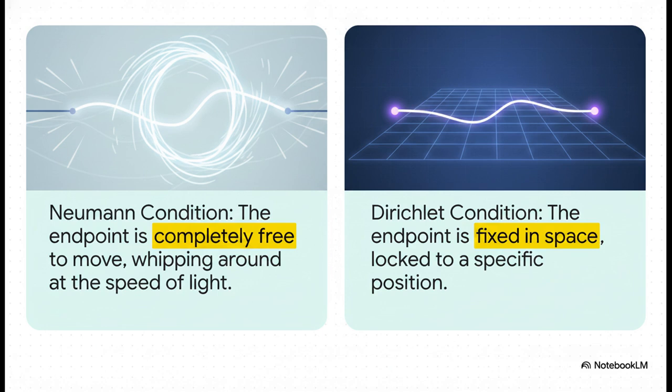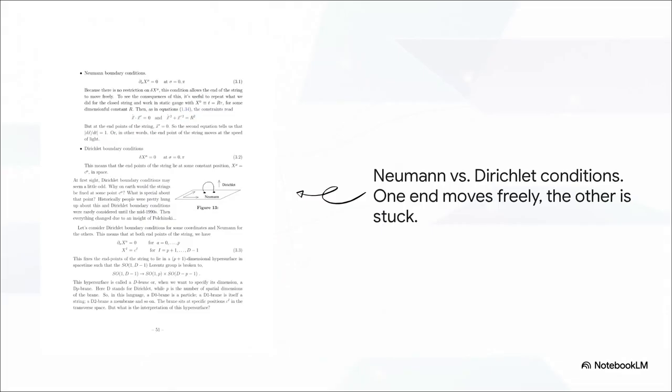Then you have the total opposite, the Dirichlet condition. In this case, the endpoint is completely stuck. It is locked to one single position in space, just like a guitar string that's bolted down to the bridge of the guitar. And this diagram really shows it perfectly. You've got the Neumann end, free as a bird, and the Dirichlet end just stuck. A single string could even have one of each.